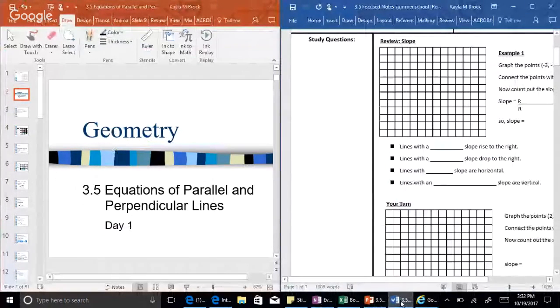Okay, today we're going to be completing the 3.5 equations of parallel and perpendicular lines guided notes that I handed out to you. So let's look at this.